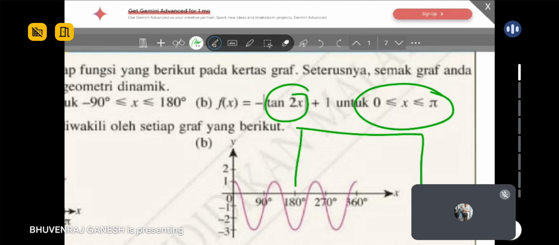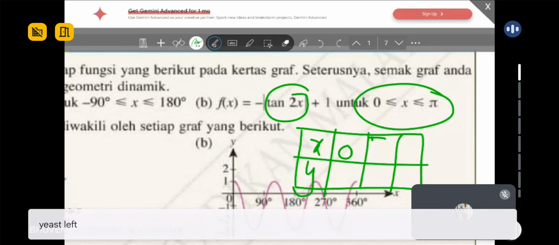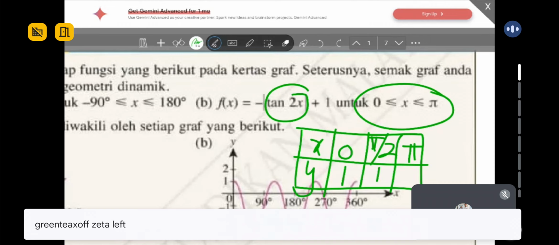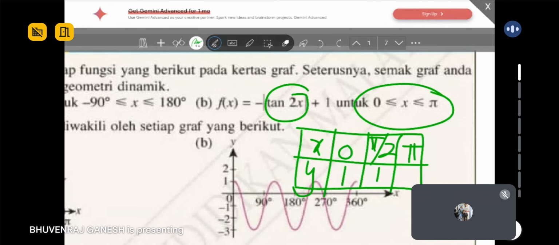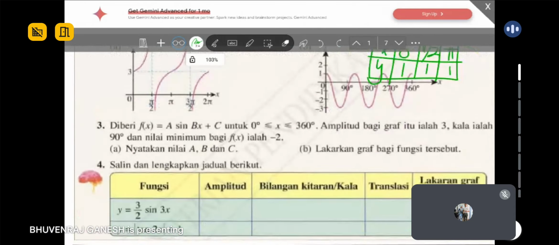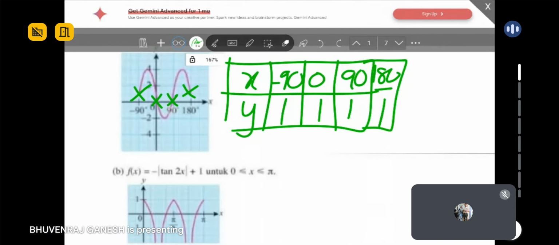So again, you draw the table. Okay, so x, y, 0, pi over 2, and also pi. So you just sub all the value. Ganti semua nilai saja. Okay, so tangent kosong, and then tambah 1, so this one will be positive. And then x sama dengan 90, okay, this one also is positive. And then tangent 360 also positive. Satu. So these are all your values, guys. Semua nilai. So from here, you can actually start to draw the graph. Boleh mula lukis graph dah. Okay, so this will be your answer.